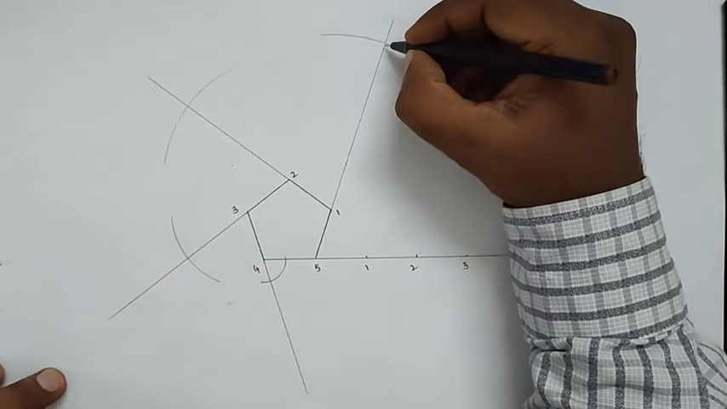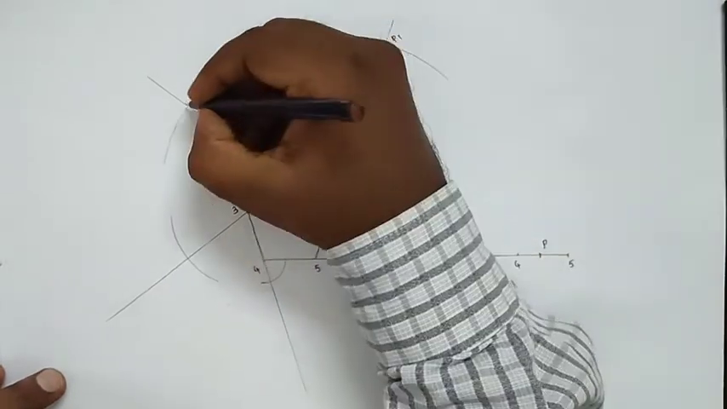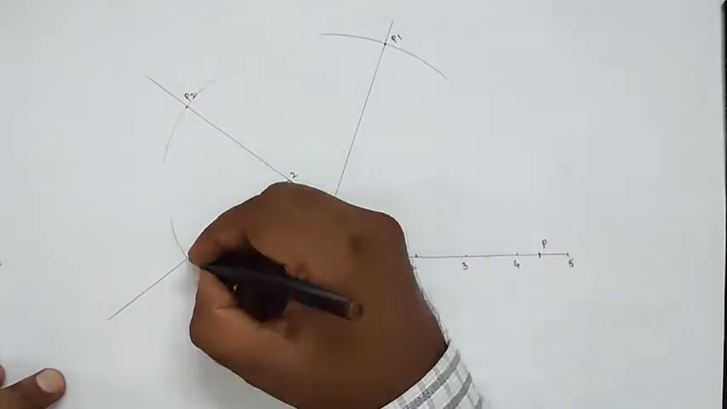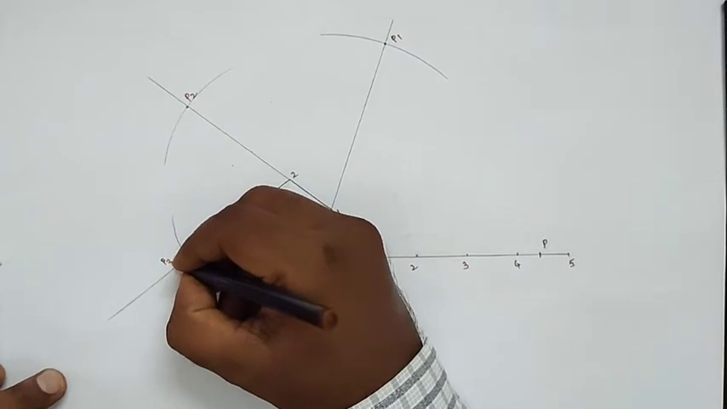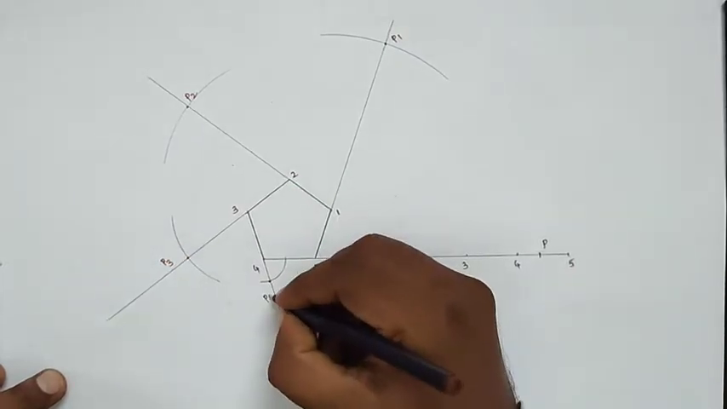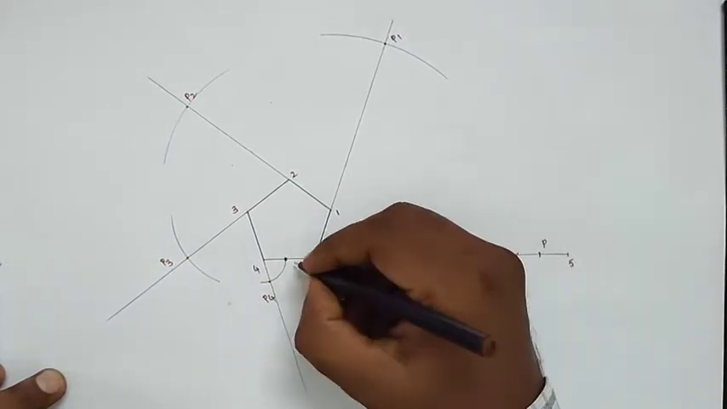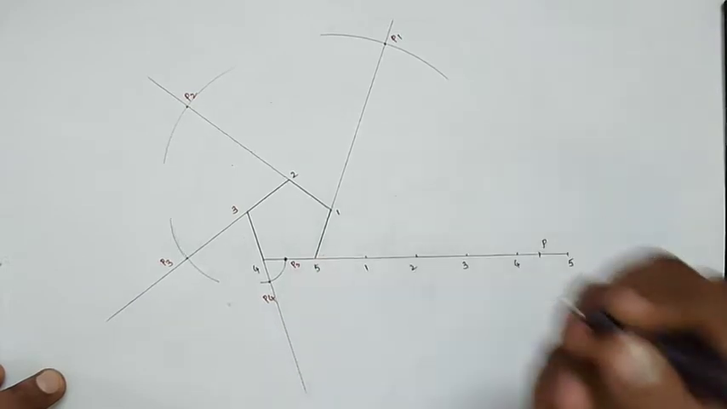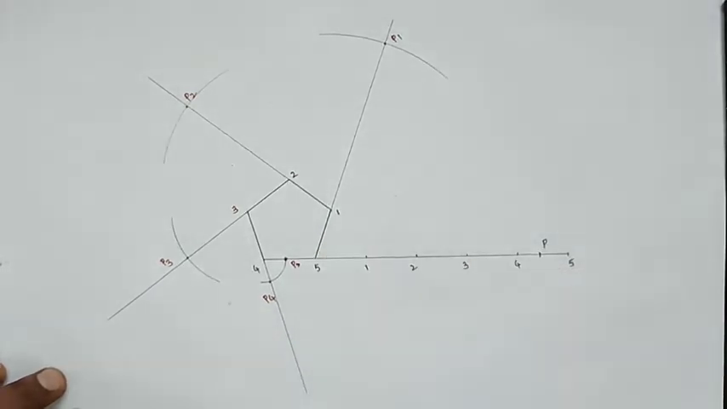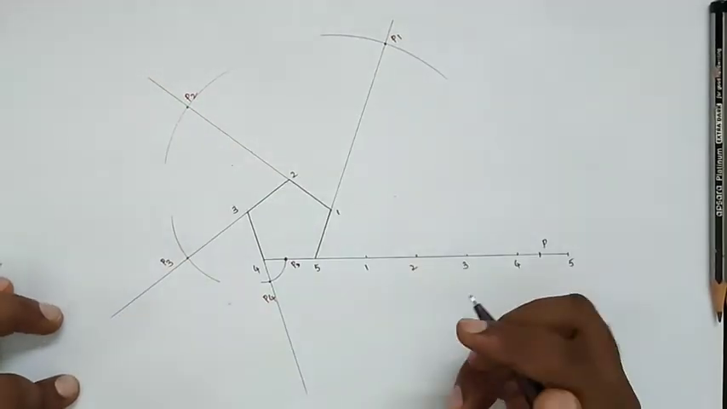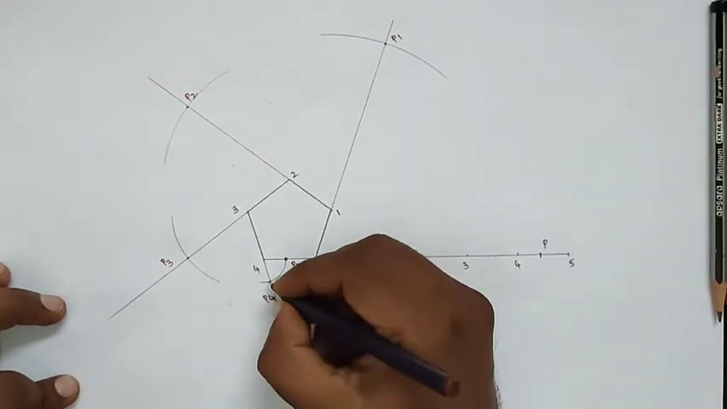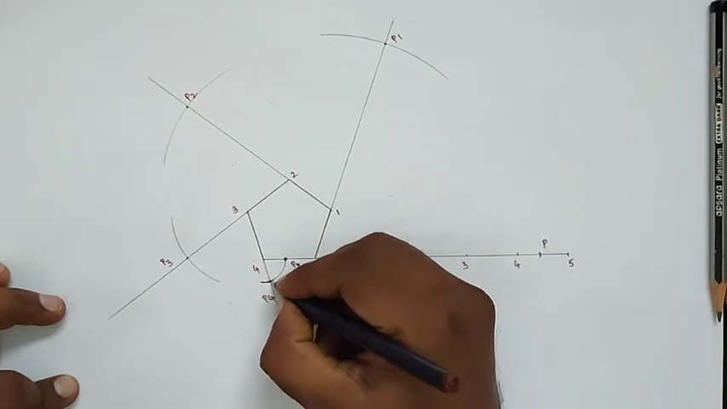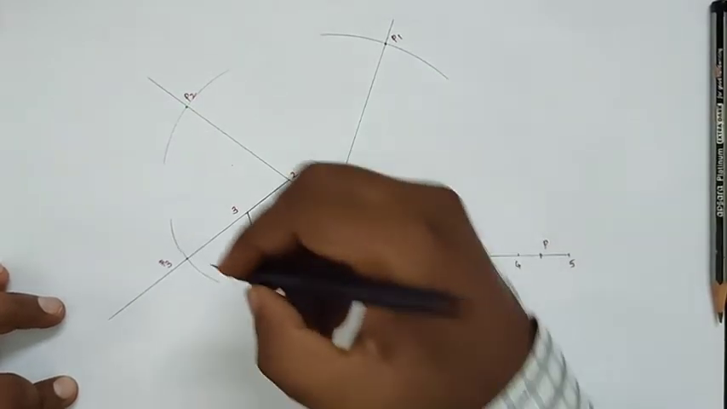So here we'll get point P, P1, P2, P3. This is point P4, and here we'll get point P5, or we'll get P point. Now we'll join all the points and obtain a freehand sketch. We will draw in freehand and we'll obtain an involute of a pentagon.